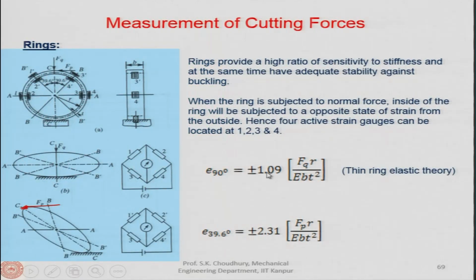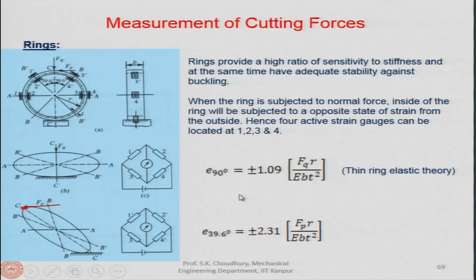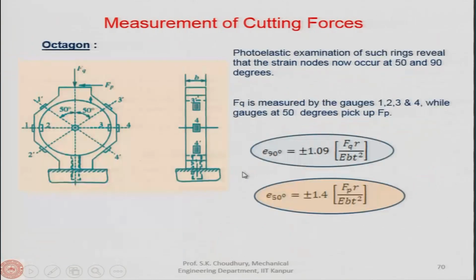You can see that this is the same 1.09, because this is the angle of 90 degree. So here also it is at 90 degree. Therefore, plus minus 1.09 FQ, because 1, 2, 3 and 4 will actually measure the FQ, which is the thrust force. And here the rest of the things will be the same as in the case of the ring.